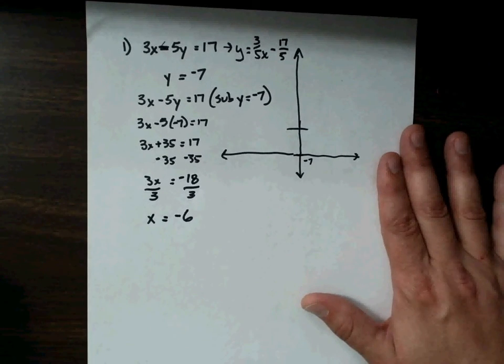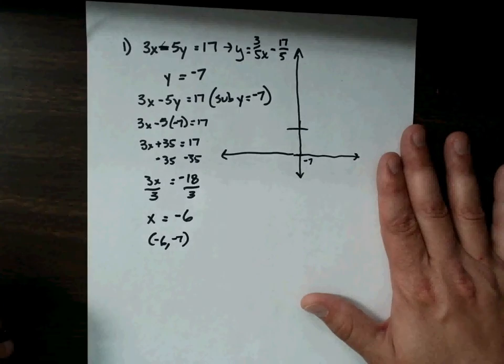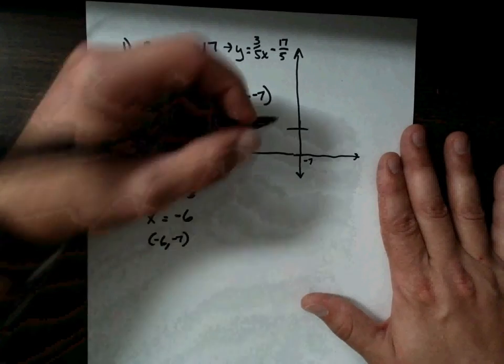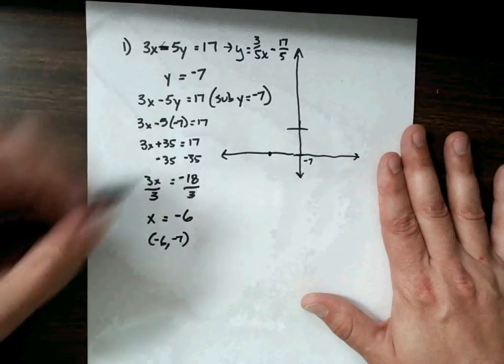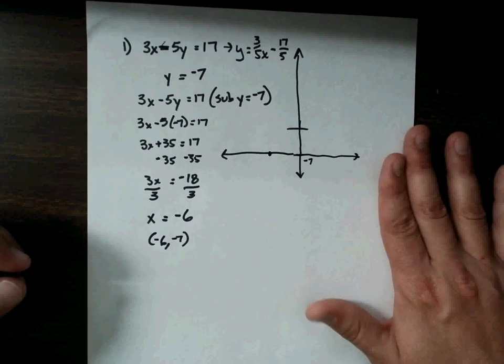So what is the point of intersection of this system of equations? -6, -7. And so my point of intersection is going to happen back there. Any questions on that?